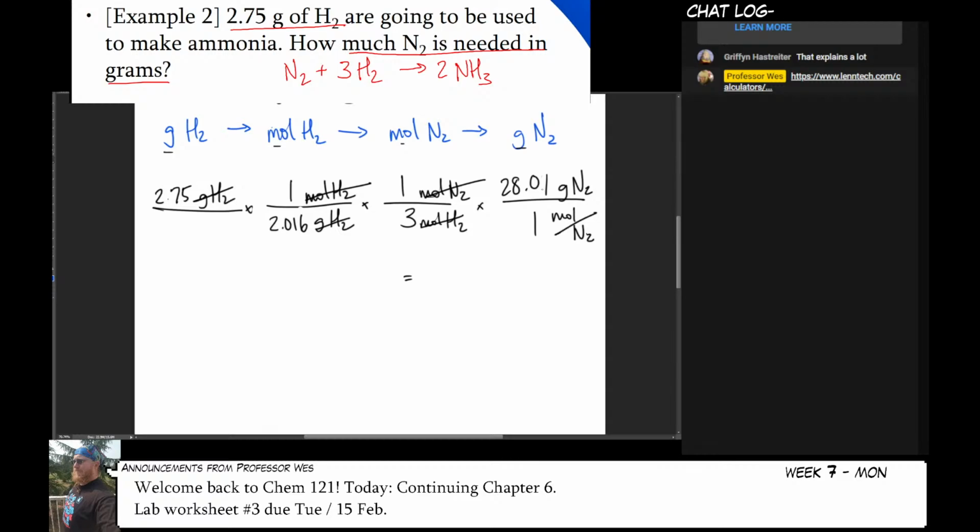And I'm going to punch all that in the calculator. Notice that you have two numbers on the bottom when you're dividing. Make sure you use parentheses here. So 2.75 times 28.01 divided by parentheses 2.016 times 3, close parentheses. Should get 12.7 when you're done. So if I put in 2.75 grams of hydrogen gas, I also had to put in 12.7 grams of nitrogen so that they all react completely. So that's what this problem is saying.